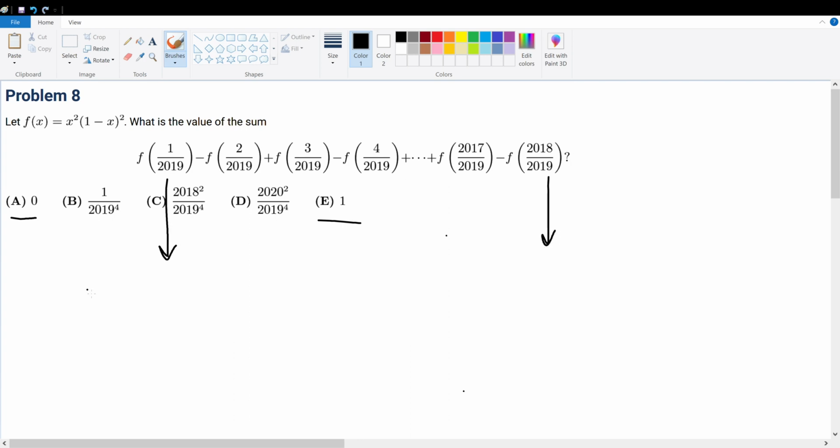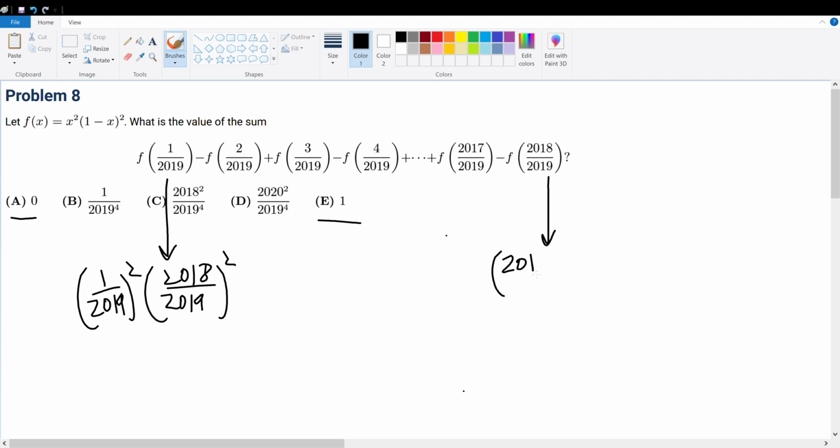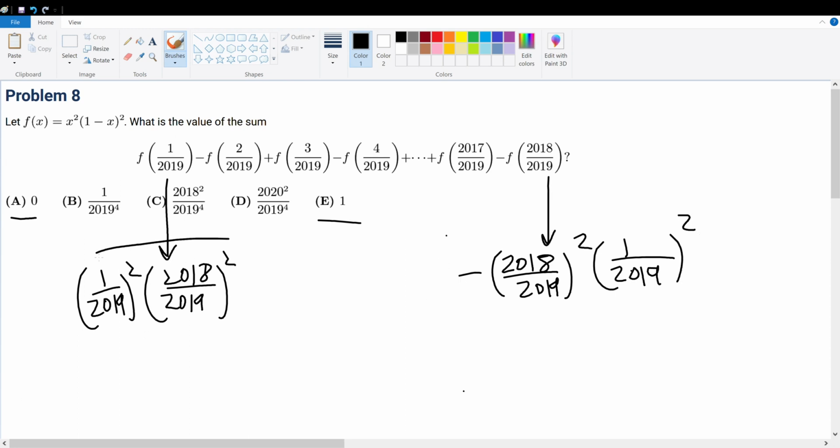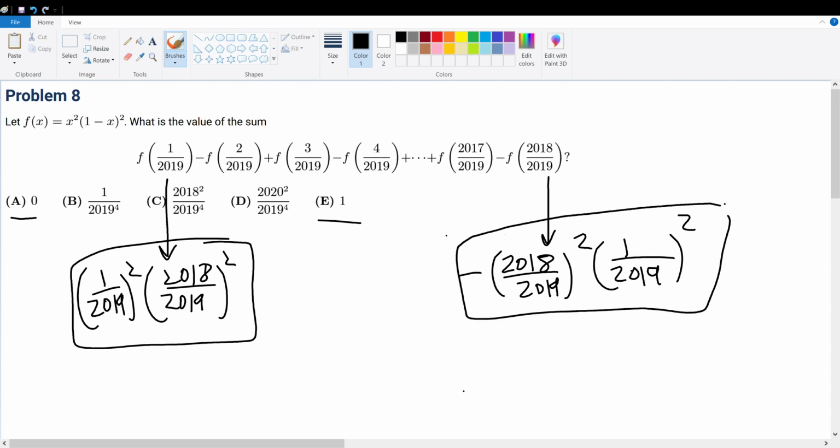f of 1 over 2019 becomes (1 over 2019) squared times (2018 over 2019) squared. But then the negative f of 2018 over 2019 becomes, rather, negative (2018 over 2019) squared times (1 over 2019) squared. But notice here that they differ in sign, so this quantity would eliminate with the very last quantity. So this should give you a very immediate suspicion.